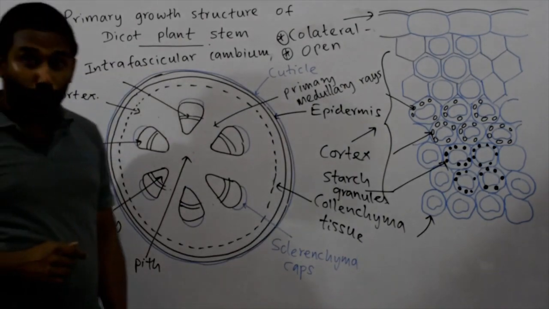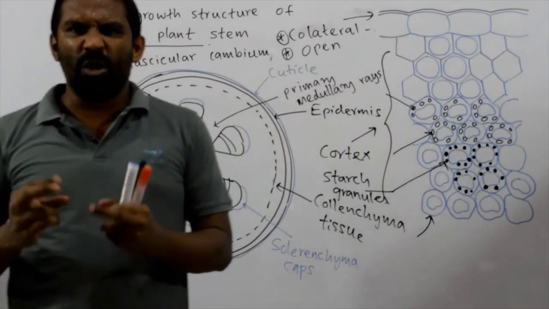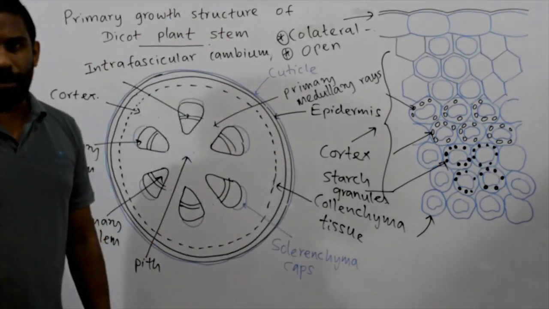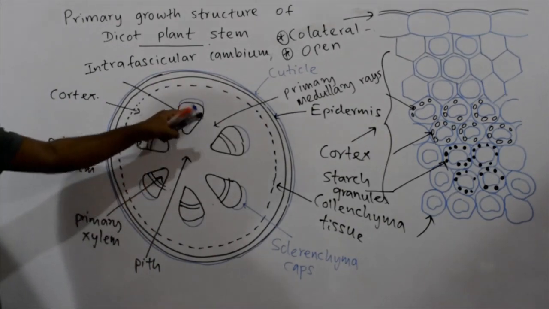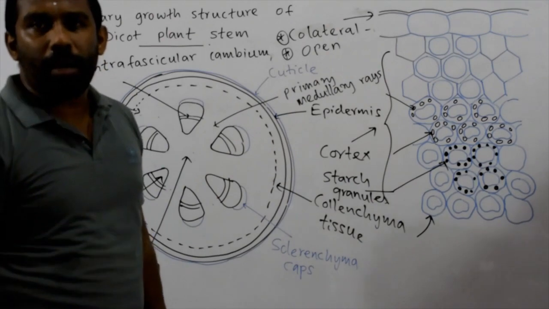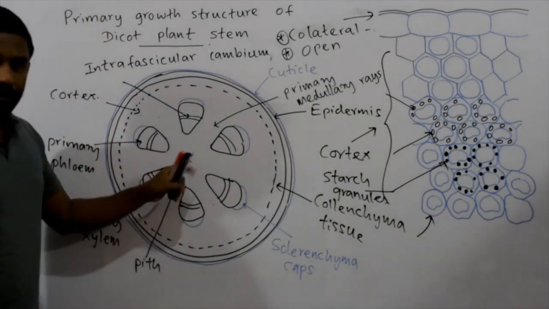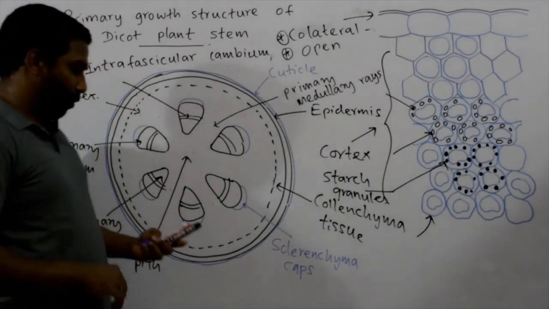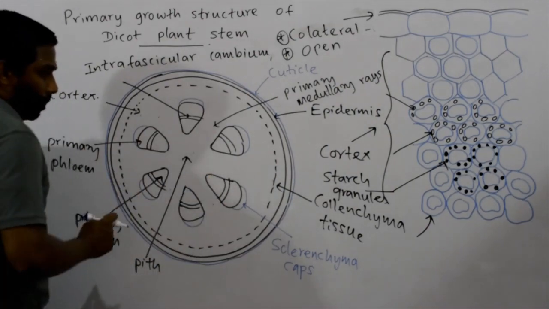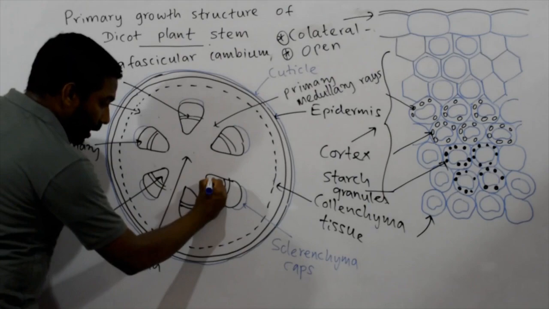Here, then we will discuss this primary xylem. When we were discussing root, we said, based on the origin, primary xylem consists of two main regions. Those are protoxylem and metaxylem. Likewise, primary phloem also consists of two regions based on the origin. Those are protophloem and metaphloem. Here also in the stem, we can observe protoxylem, metaxylem, protophloem, metaphloem. How? So it's like this.